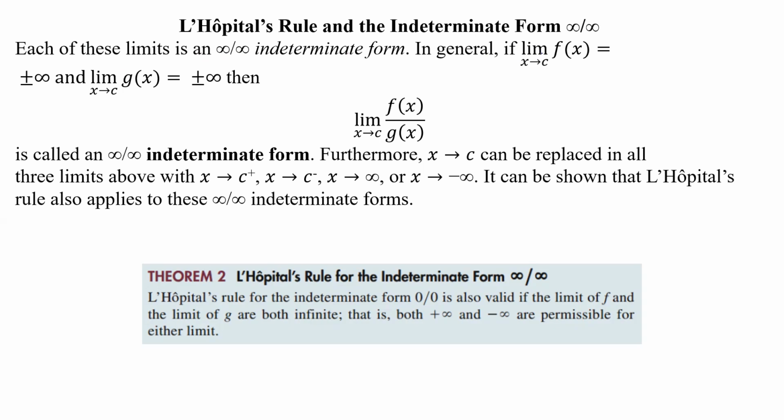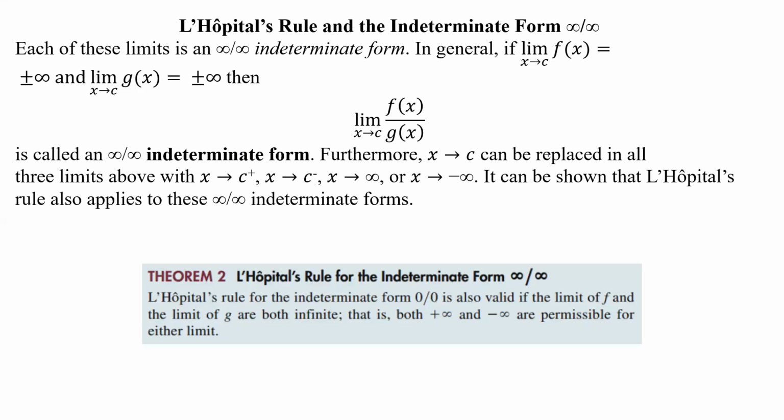And so in general, if our limit as x approaches c of f of x is equal to either plus or minus infinity, and the limit of g of x for the same thing is plus or minus infinity, then the limit of f of x over g of x goes to infinity over infinity, and that's the indeterminate form.